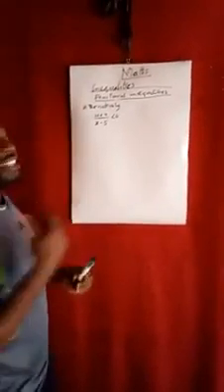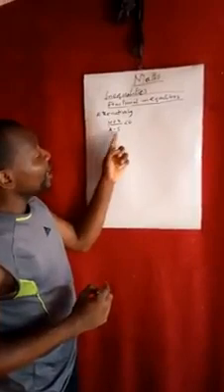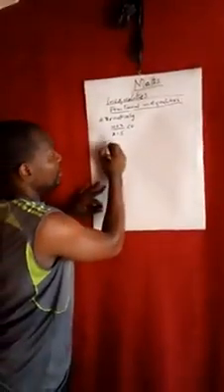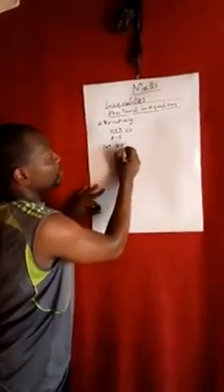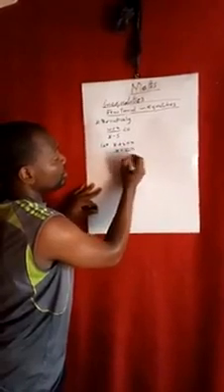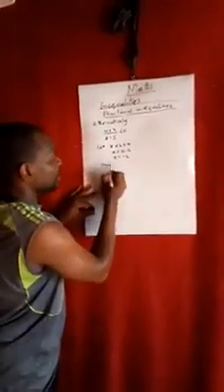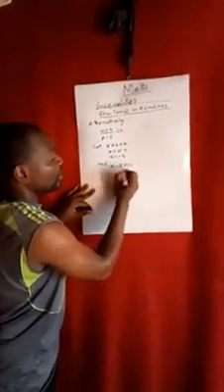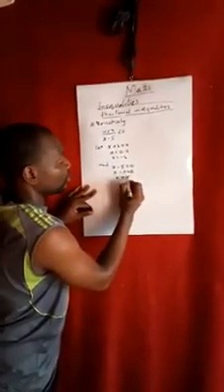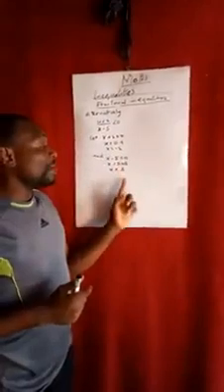Now I'm solving the same question again, but with a different approach. We have (x plus 2) over (x minus 5) less than 0. So I will let x plus 2 equal 0. That means my x will be 0 minus 2, so x equals minus 2. And x minus 5 equals 0, that means x will be 0 plus 5, so x equals 5. Here I have my two values for x: minus 2 and 5.